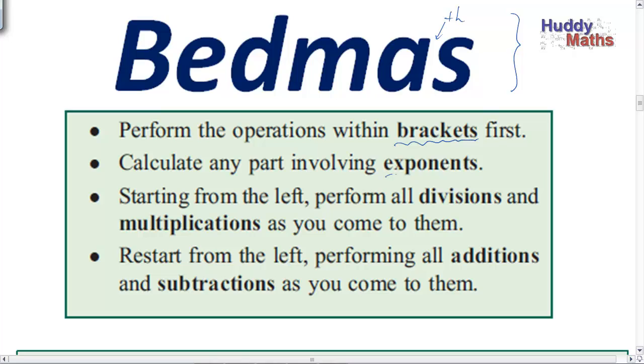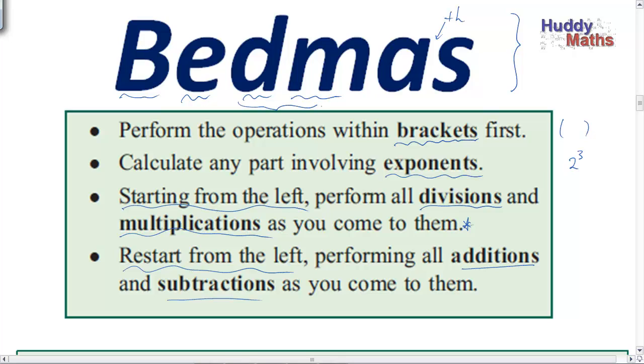Calculate any parts involving exponents. Do you remember exponents? 2 to the power of 3, or 2 by 2 by 2. Starting from the left, generally, you perform all the divisions and multiplications as you come to them. So that's okay, left to right, as you come to them. But then you restart from the left doing all the additions and subtractions. So that's to do with this: brackets, exponents, division and multiplication. Doesn't matter the order in which you do those.